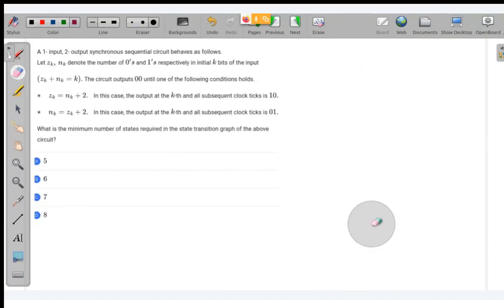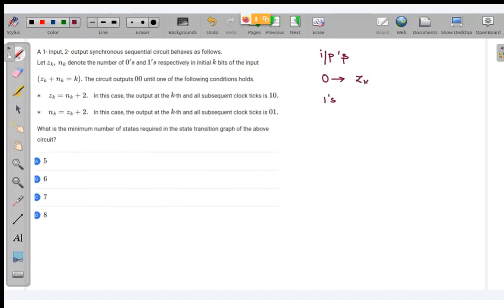So I will pause. Let me ask. See, they have asked you, there is one sequential circuit. What it does, basically, it counts the inputs, the number of zeros and the number of ones in a k bit input.